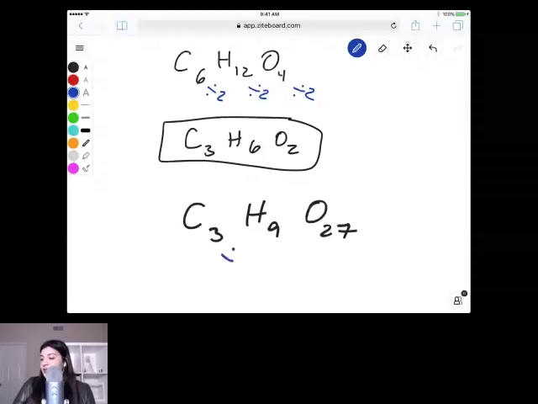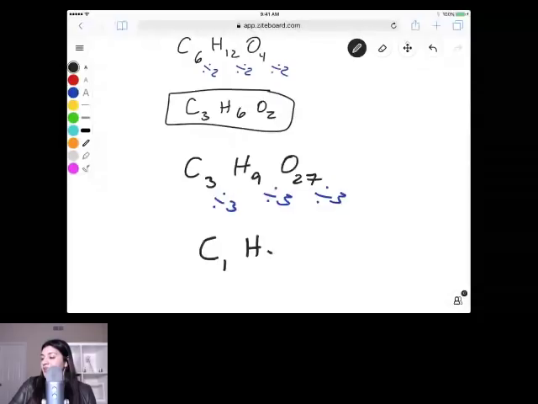So yet again, we can figure out our empirical formula. This would have just been 1. This would have been 3. This would have been 9. And that would have been your empirical formula. Okay. So that's another thing that I've seen on exams.